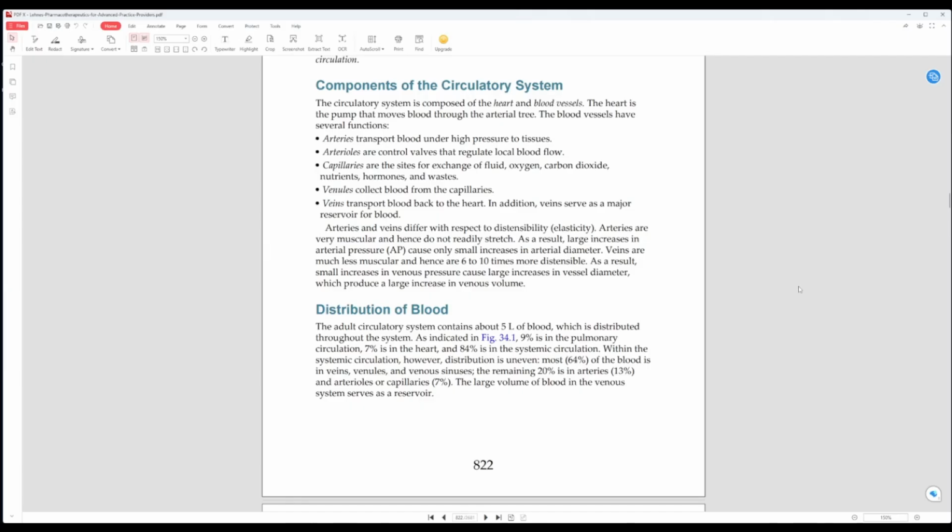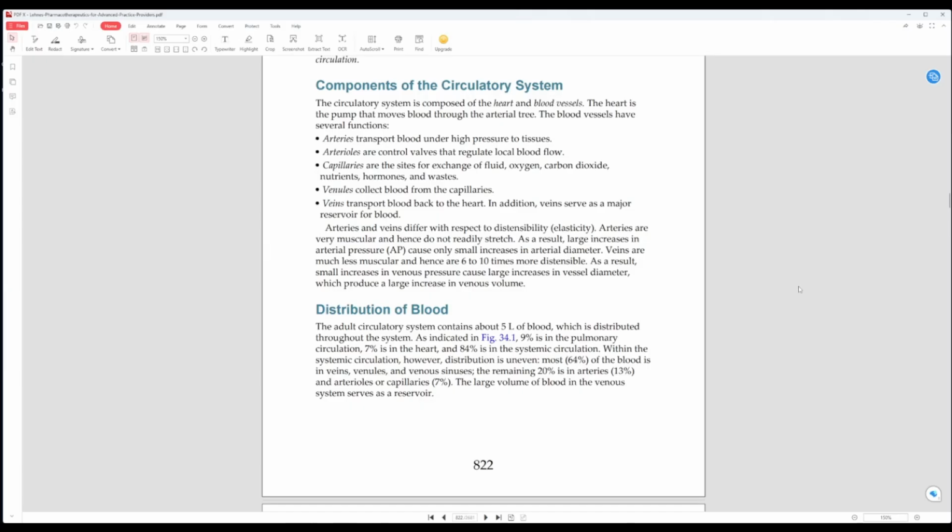Arteries and veins differ with respect to distensibility or elasticity. Arteries are very muscular and hence do not readily stretch. As a result, large increases in arterial pressure cause only small increases in arterial diameter. Veins are much less muscular and hence are 6 to 10 times more distensible. As a result, small increases in venous pressure cause large increases in vessel diameter, which produce a large increase in venous volume.